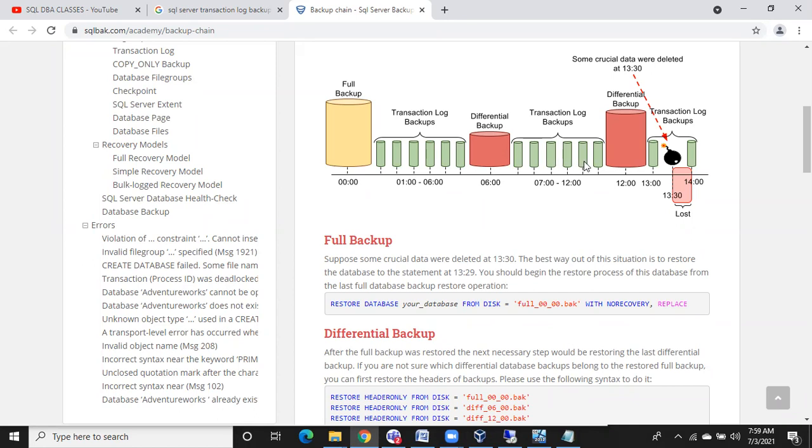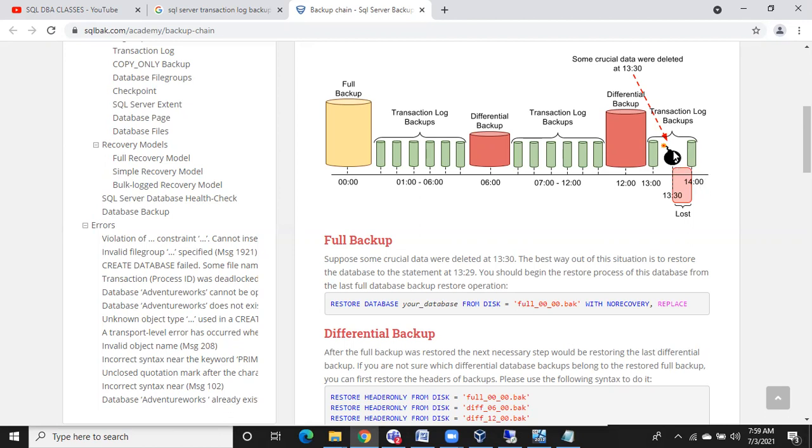Then from 7 to 12, again 6 log backups are generated. Again at 12 o'clock afternoon, he took the differential backup. Again every 1 hour the log backups are initiated, as scheduled. At 13, afternoon 1 o'clock, he took the log backup. As per the backup strategy, every 1 hour the log backup job will run. At 2 o'clock afternoon, one more log backup is generated.